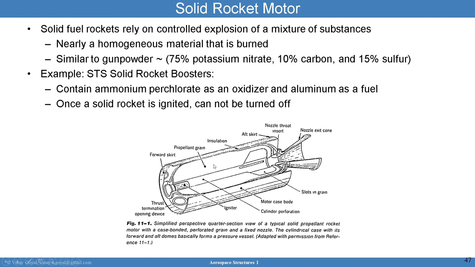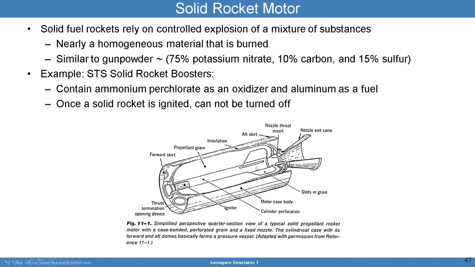In this case, you have a propellant grain, and here you have a forward skirt. Here you have the igniter, as an example. This is your igniter, which ignites the propellant grain. You have insulation so that when the propellant grain gets hot, the metal or the composite case does not blow up. You have the aft skirt. You have this dome here with a nozzle exit cone.